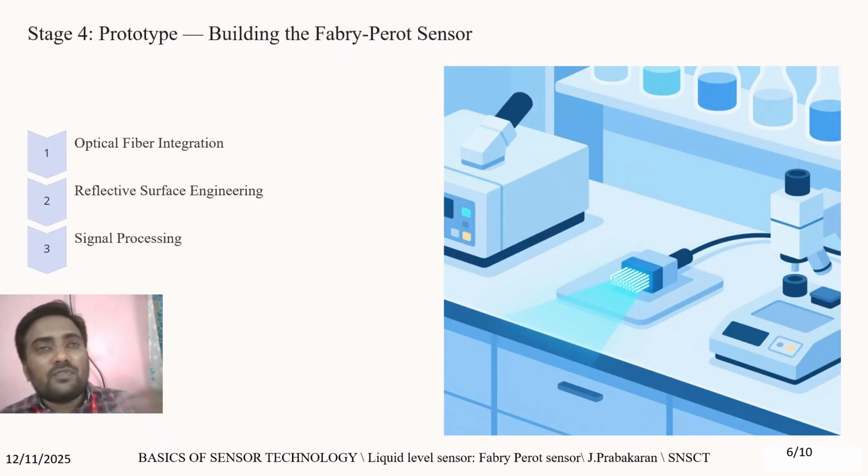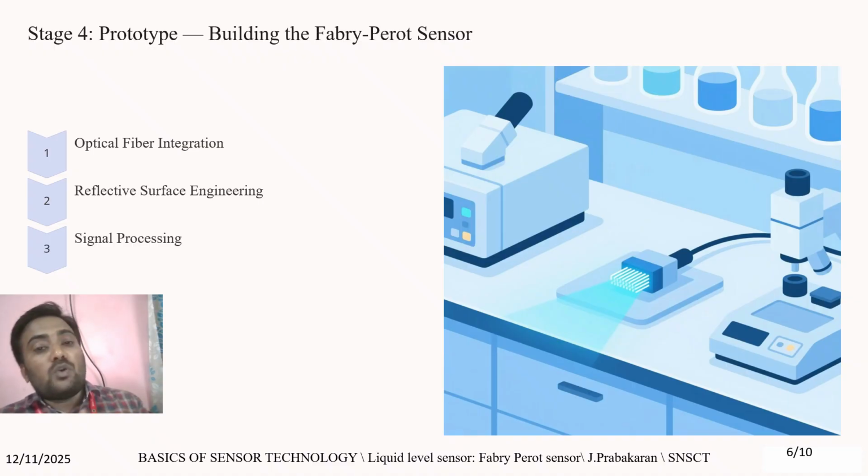The next stage of design thinking is prototype. Here we build the Fabry Perot sensor. In this stage, the design concept is transformed into a model for testing and evaluation.